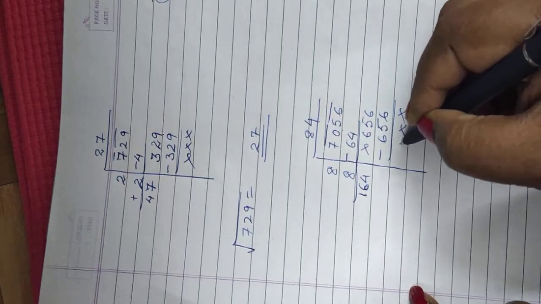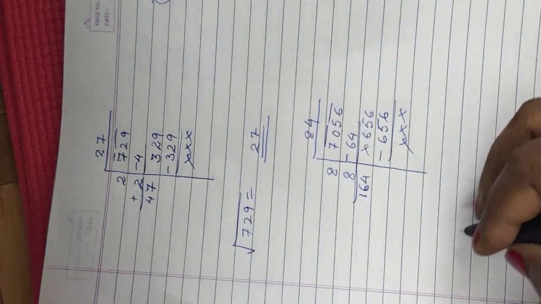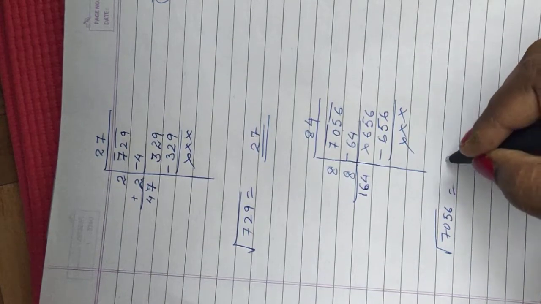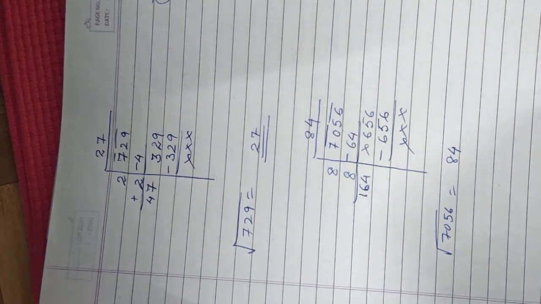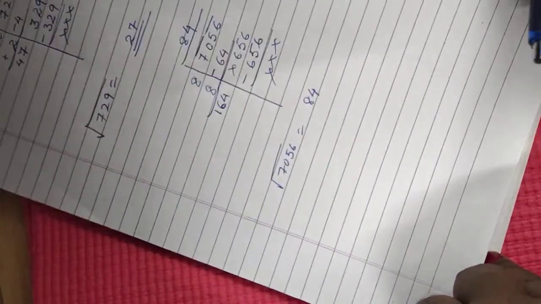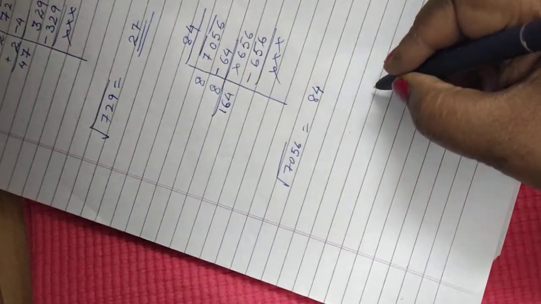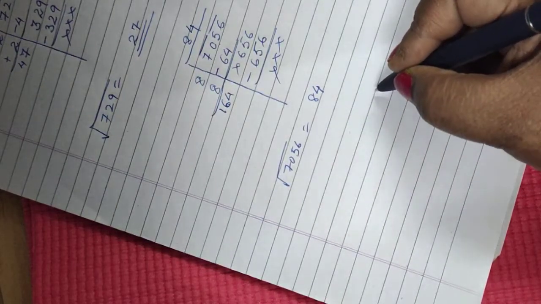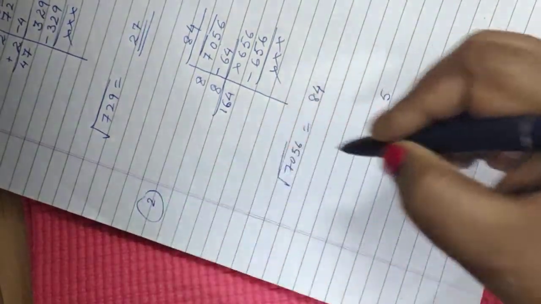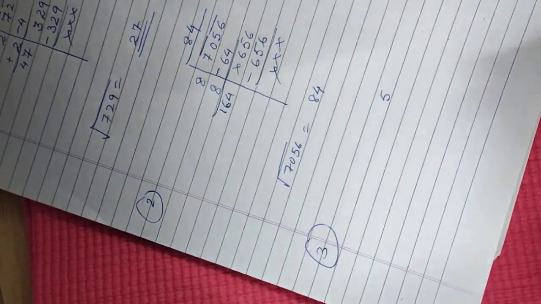So the remainder is 0. So the square root of 7056 is 84. Now let us do a 5-digit number. In the same way, the only thing is that you have to be very careful while doing the multiplication. So this is the second number. Let us see the third one.